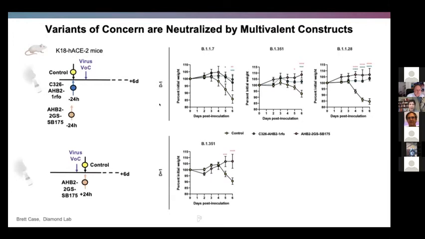These compounds are very effective against all of the variants of the virus we've tested, including the Delta variant, which is spreading like crazy now here. This is just showing that these, again, protect animals against all the different variants.